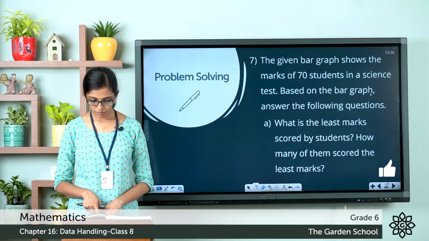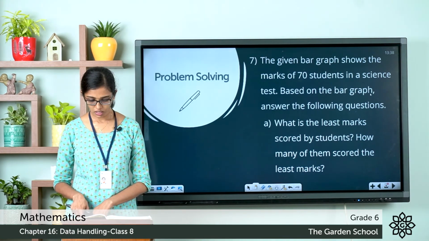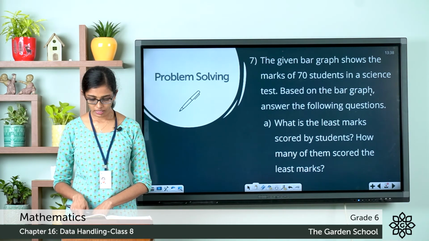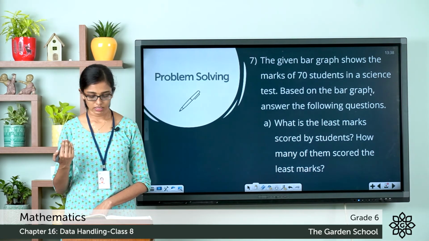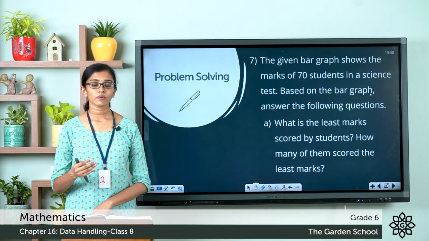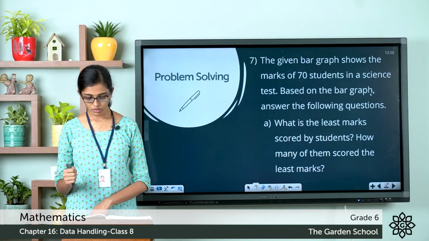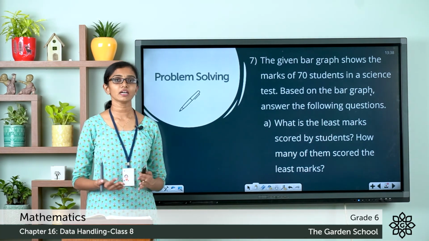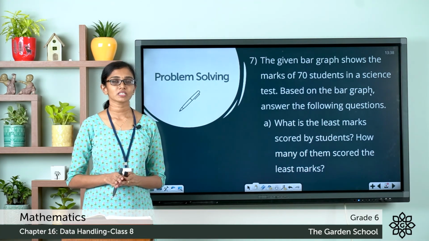And how many of them scored the least marks? What is the number of students who scored the least marks? Look at the bar graph corresponding to the mark 4. You can see it extends to the point 8 on the y-axis. So it represents the number of students as 8. So how many students obtained 4 marks? It is equal to 8 students. Similarly, go through the rest of the questions given here and answer according to the bar graph. I hope the question is clear to you.